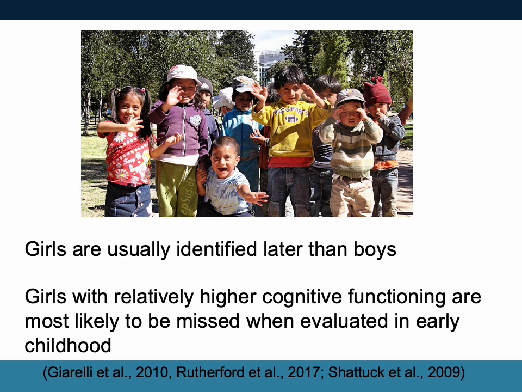As you look at these data more closely, what you'll discover is that as a field, we're pretty good at identifying girls who also have an intellectual impairment in addition to autism. And this intellectual impairment doesn't have to be severe. It could be in the mild range or even borderline, and they're more likely to be identified. It's girls who have intact cognitive functioning or are perceived to be particularly bright who are most likely to be missed, particularly when evaluated in early childhood, but also sometimes across the lifespan.